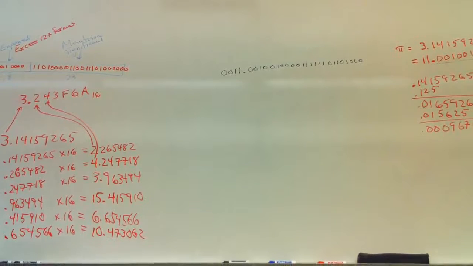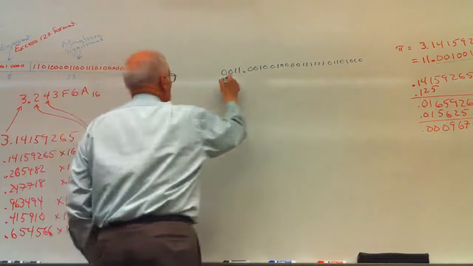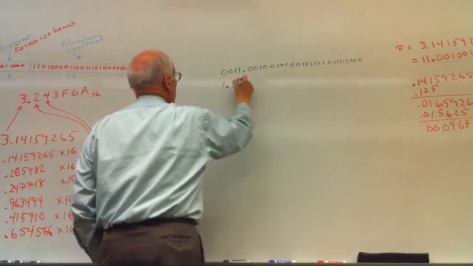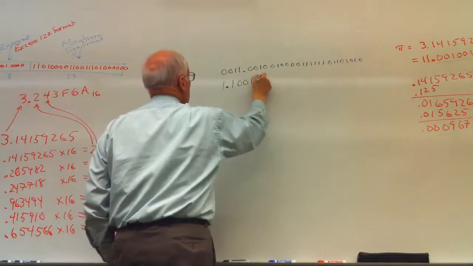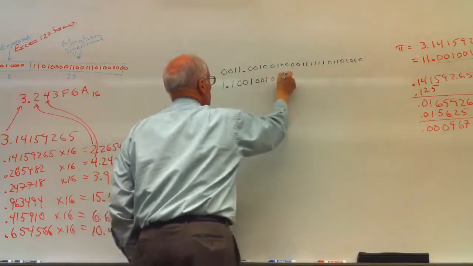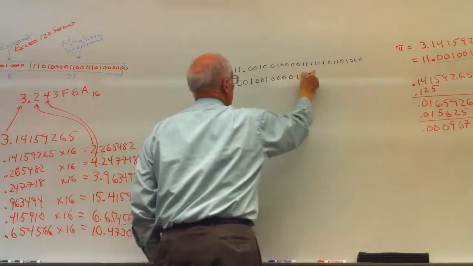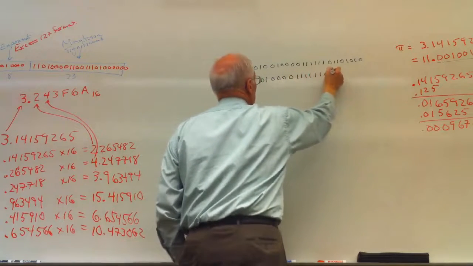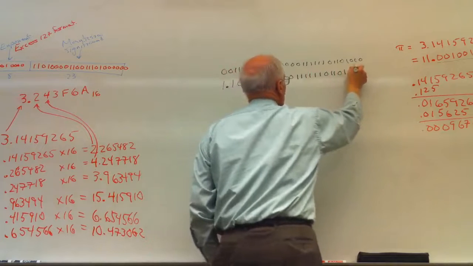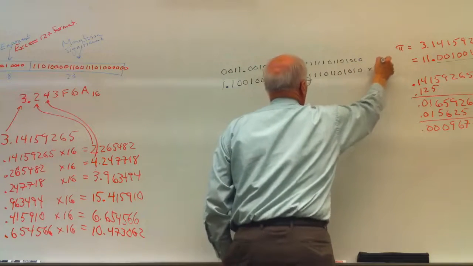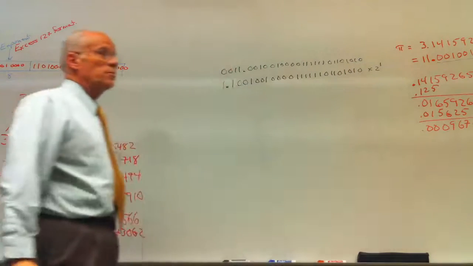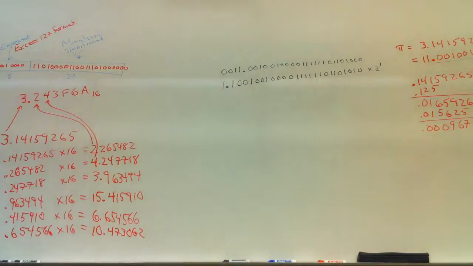Okay, so we normalize this thing, and we get 1.1, 0, 0, 1, 0, 0, 1, 0, 0, 0, 0, 0, 1, 0, 1, 0. I only moved it one place, so it's times 2 to the first.